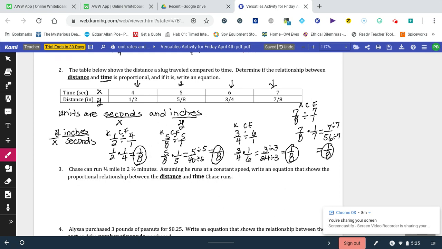So I can see that K is equivalent to 1/8. And your equation is in the form Y equals KX. So my equation is Y equals 1/8 X. Okay. So remember, if it's proportional, you write the equation. I know that was a lot of work and not much space, but I hope you all follow me.